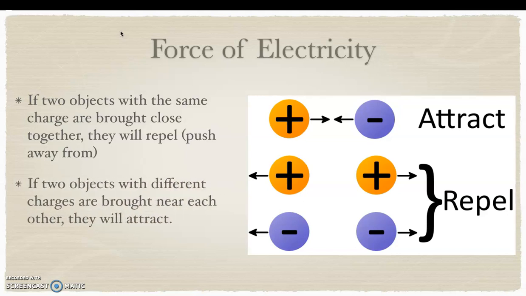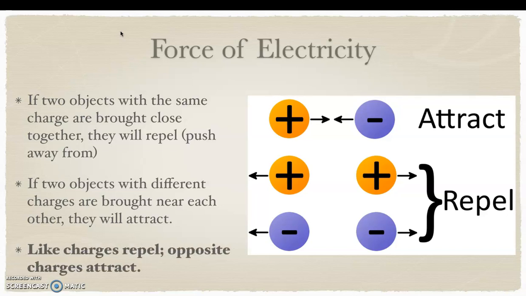Now, when are they going to attract? When two objects with different charges are brought together, they will attract. That means a positive and a negative, different charges, are going to attract. An easier way to memorize this is: like charges repel, opposite charges attract. Let's say that together. Like charges repel, opposite charges attract.